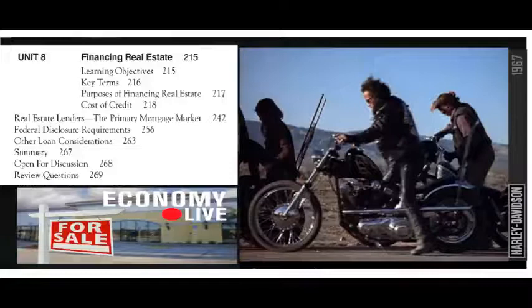17. TRID applies to A. HELOCs. B. construction-only loans. C. loans made by a person who makes 5 or fewer mortgages in a calendar year. D. reverse mortgages. 18. RESPA covers A. the listing agreement. B. the broker's commission. C. the closing disclosure form. D. the loan application form.